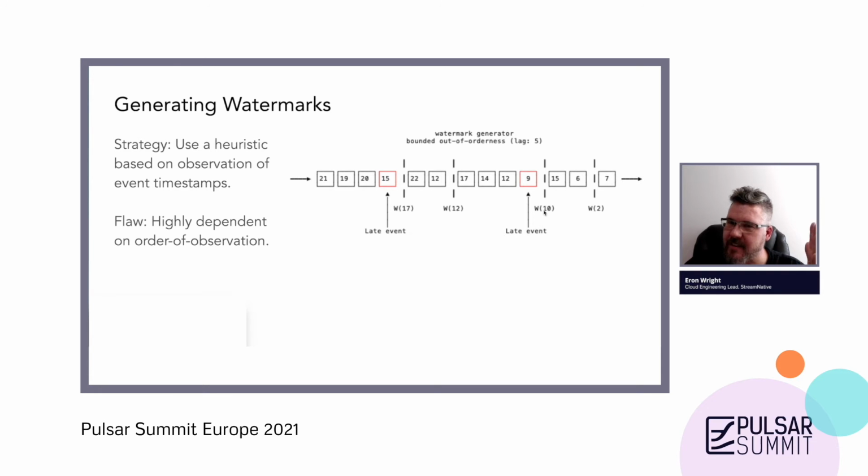Why was it late? Because a stream processor will have done its computations with this watermark in mind. This watermark told the processor everything up to timestamp 10 has arrived. So late events are a very unfortunate consequence of using a heuristic like this, in that it can produce inaccurate or chaotic results.